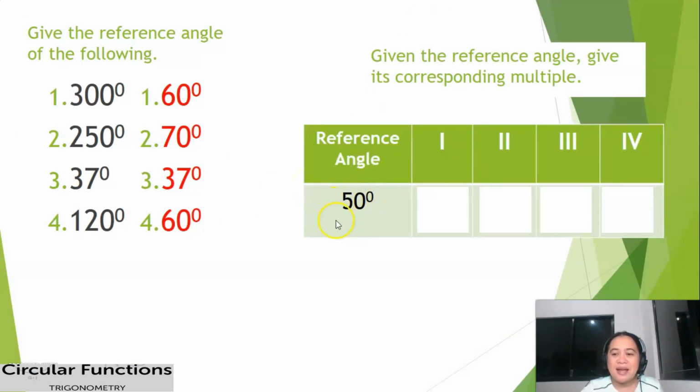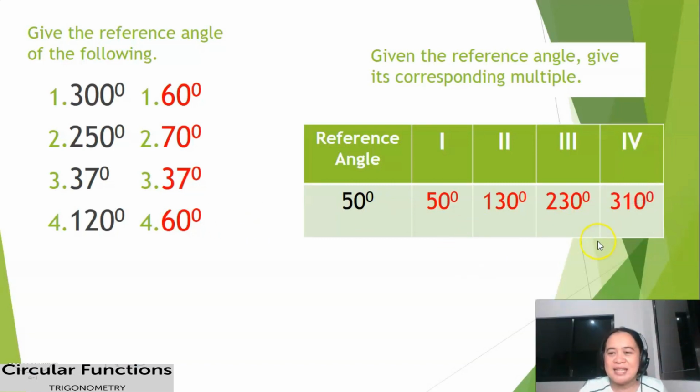Okay, a reference angle is given. You give its corresponding standard angle in the different quadrants. So 50 degrees, the first quadrant equivalent would be 50 degrees as well. Second quadrant, that would be 180 minus 50 is 130. Third quadrant, that would be 180 plus 50, so 230. And fourth quadrant, that would be 360 minus 50, so 310 degrees. So take note, 50, 130, 230, and 310 are all corresponding multiples in terms of reference angles.